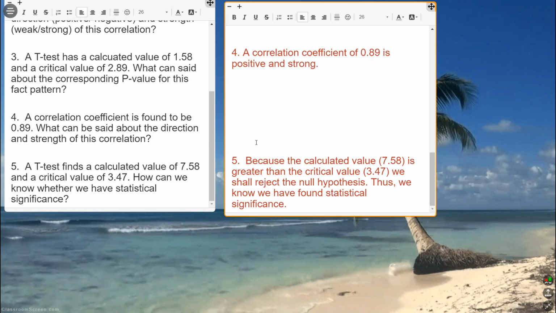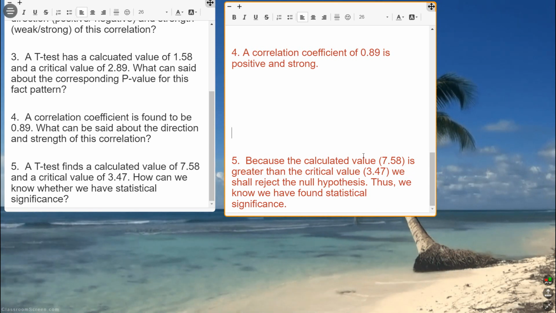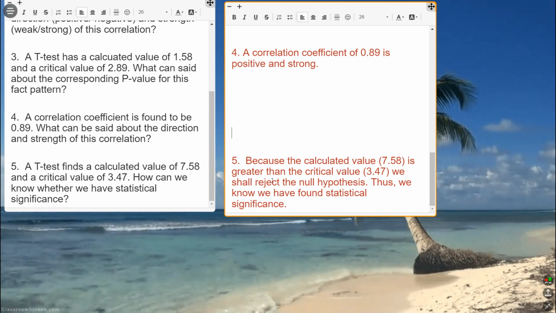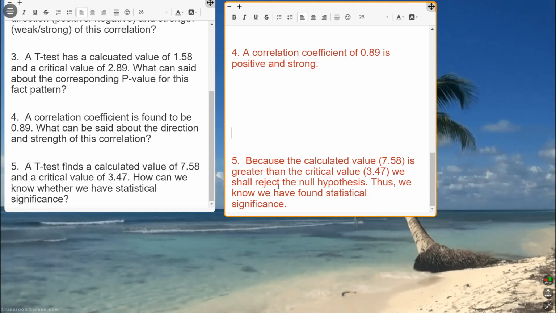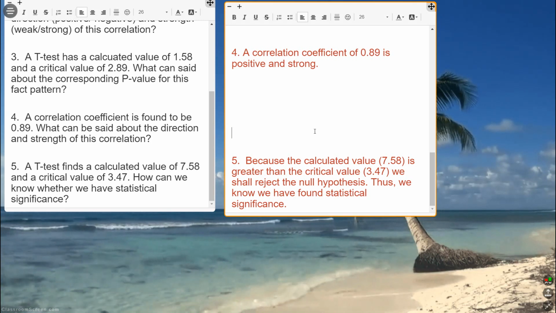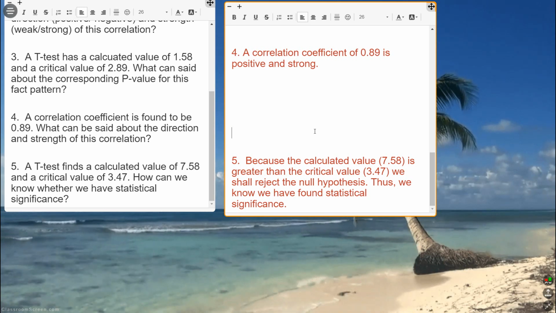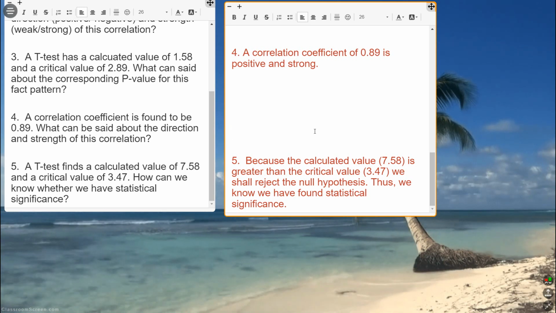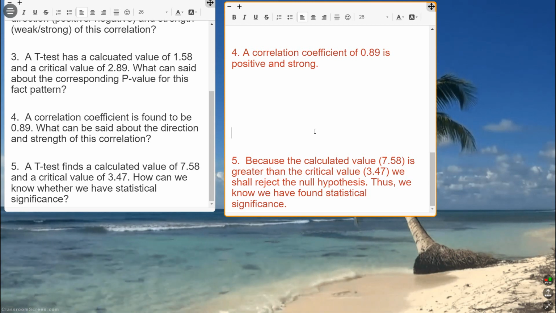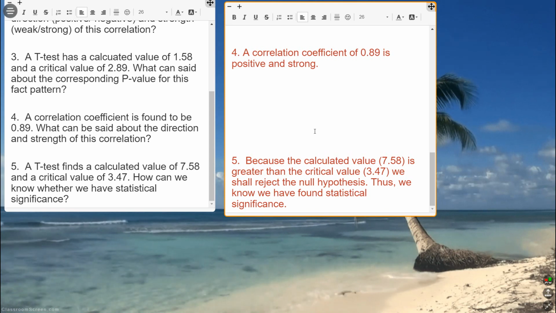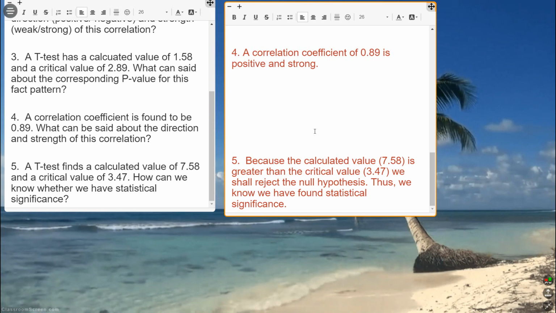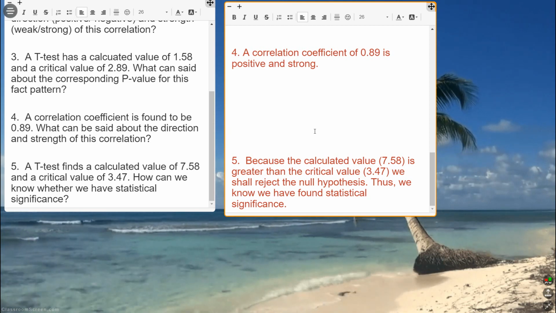So let's take a look at number 5's answer. Because the calculated value, 7.58, is greater than the critical value, 3.47, we shall reject the null hypothesis. Thus, we know we have found statistical significance. Don't forget, the null hypothesis for a t-test reads, there is no, what is it again? Significant difference, or you could say statistically significant difference. So if you reject that null hypothesis, then clearly what are you left with? You have found a statistically significant difference. So hopefully this review was useful to you.